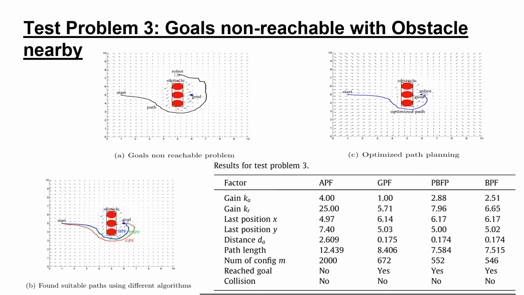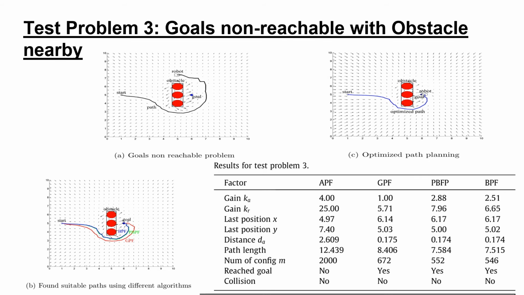Whereas in the GPF method, it effectively reaches the goal, and the same is seen in PBPF, and it also provides an optimal path, but it requires more configuration positions than the bacterial potential field. Moreover, it provides a shorter path than the GPF method. BPF is the best method to solve this problem. It needs fewer configuration positions and it provides the shortest path.